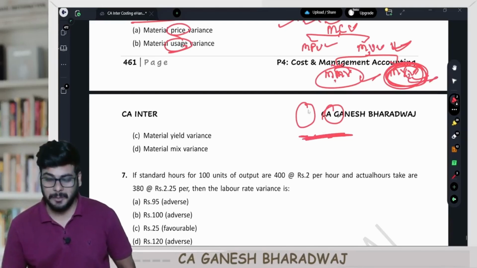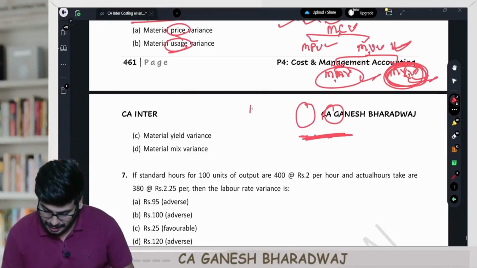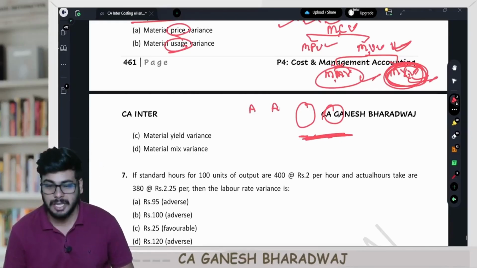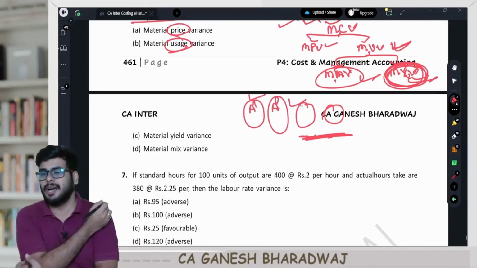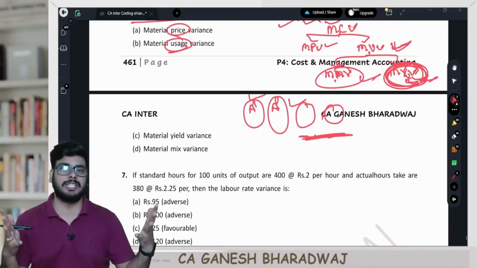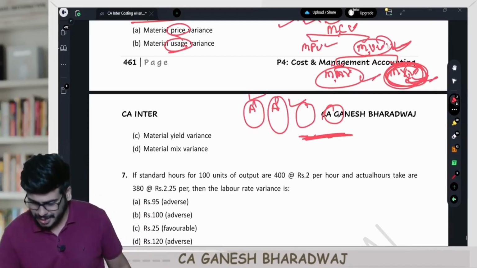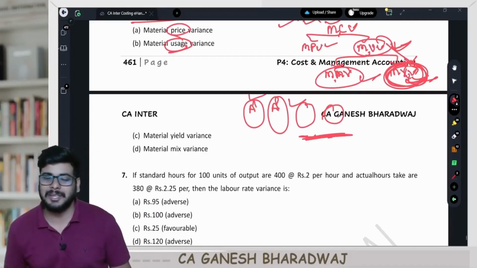Whereas mix variance means what? Mix variance purely will come only when you have different types of raw material. Here I compare actuals with actuals, but actuals at standard mix with actuals at actual mix. Are you clear with this? So technically speaking, when I don't have more than one type of raw material, usage variance is nothing but my yield variance. Yield variance will be there always. Are you clear with this?